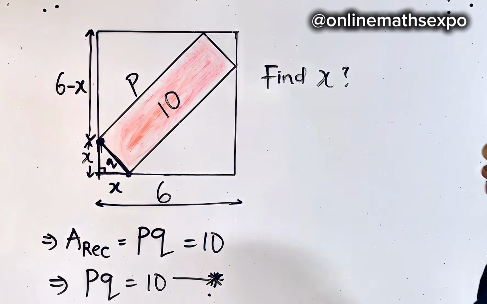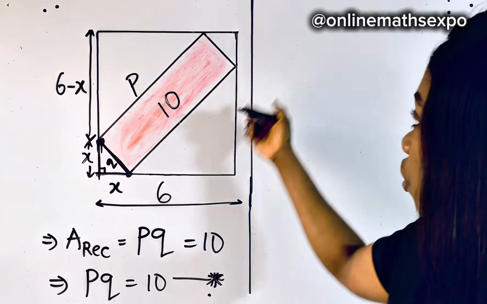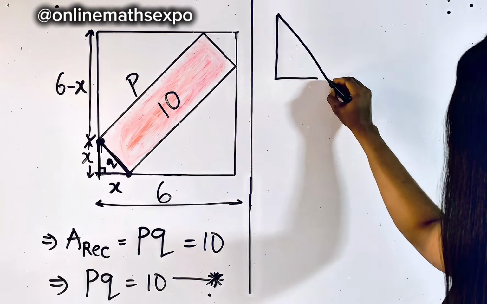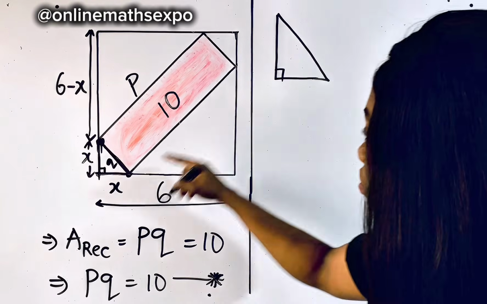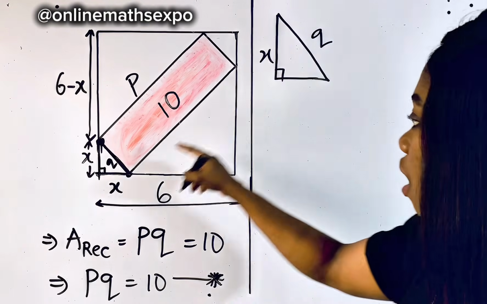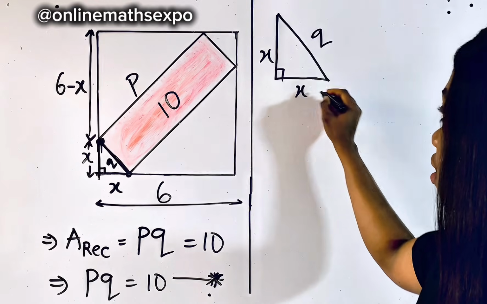Now let's keep doing this. Bringing out this part of the shape, this is what we have. This length measures Q. From here to here measures x. And from here to here measures x.